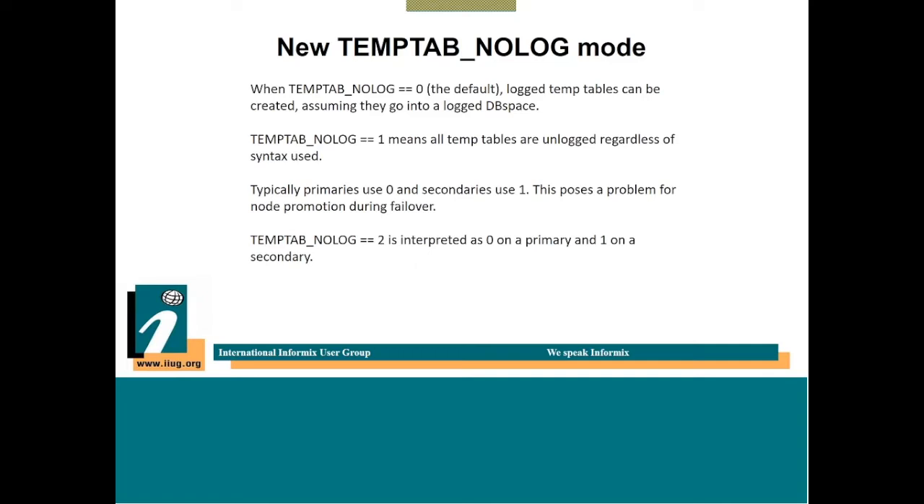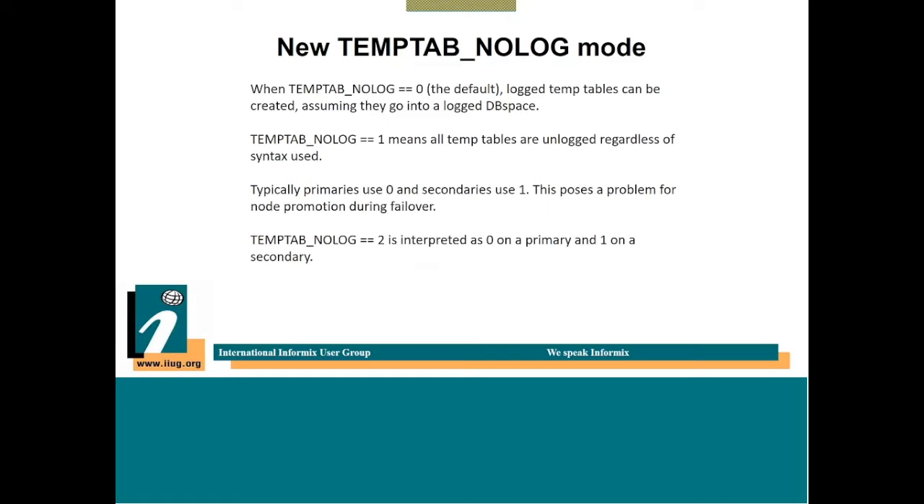And typically, you'll want to have that set to 0 on a primary because you'll want to be able to do rollbacks on work that you do on temp tables, et cetera, on the primary. But on a secondary, you'll want to set this to 1. Otherwise, if you just use create temp table syntax and you don't specify with no log, you might get a syntax error. You might get an error saying we can't do that on a secondary, or there's no place to put that temp table, because it's trying to create a logged temp table, and it can't do that in the only spaces available on a secondary, which are no log temp spaces.